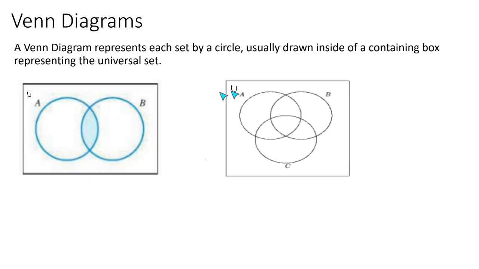In the right side picture, we have three sets: set A, set B, and set C. And as you notice, the circles overlap with each other. We're going to be talking about what that means as well.